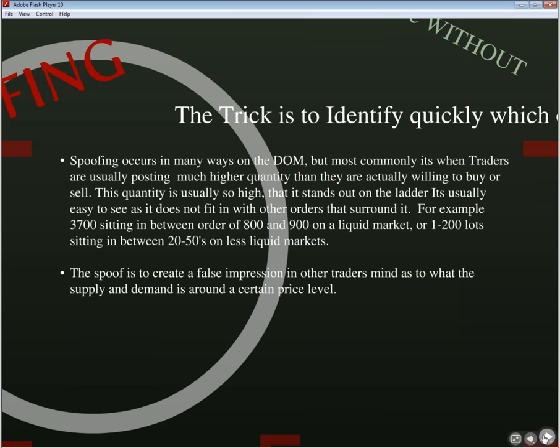The spoof is generally something that's shown on the book, on the dome, in order to create a false impression in other traders' minds as to what the supply and demand is around a certain price level.